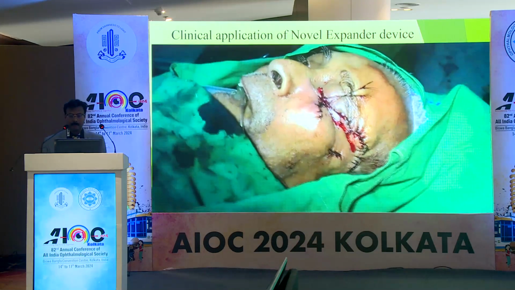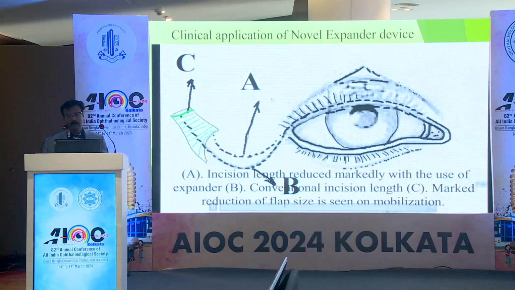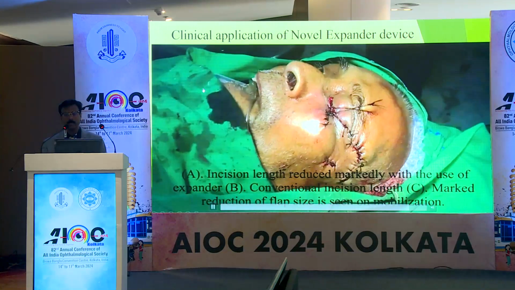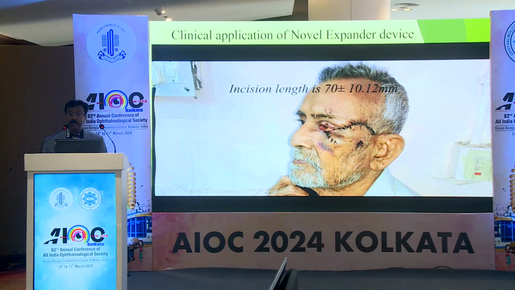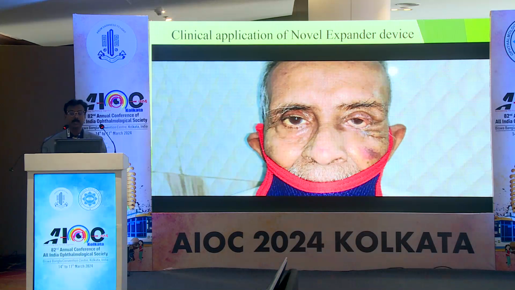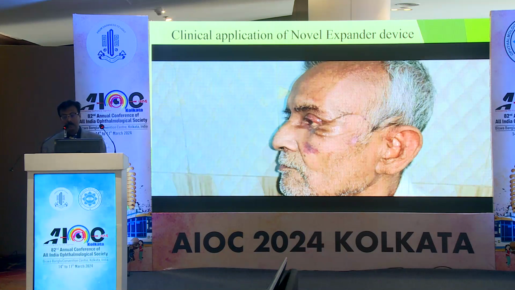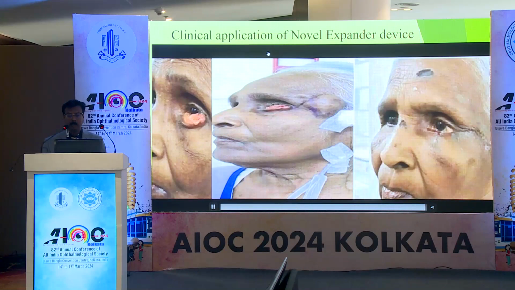Now see the length of incision: A is the proposed incision, B is the actual incision, and the flap reduction. This is a schematic diagram. And in this study, the length of incision was 70 plus or minus standard deviation, compared with 110 millimeters for the Mustarde cheek rotational flap. This shows the benefit to the patients in our study.